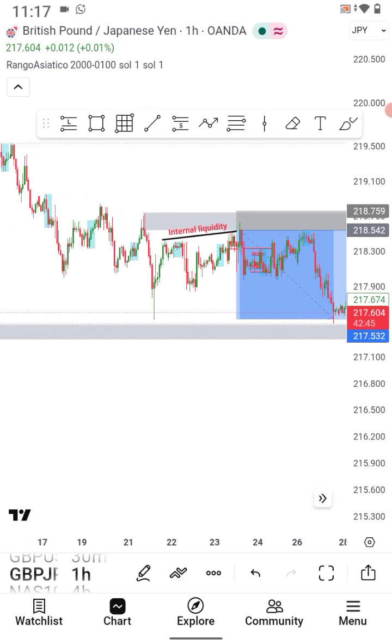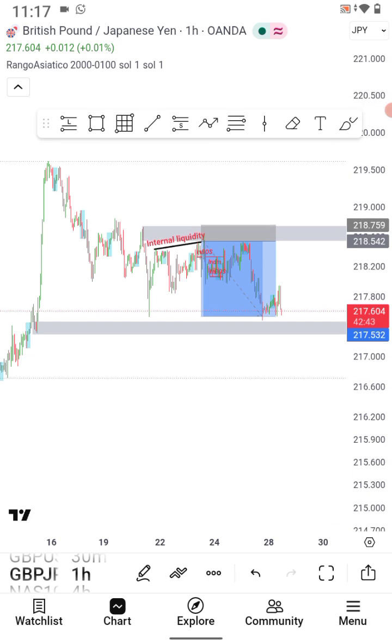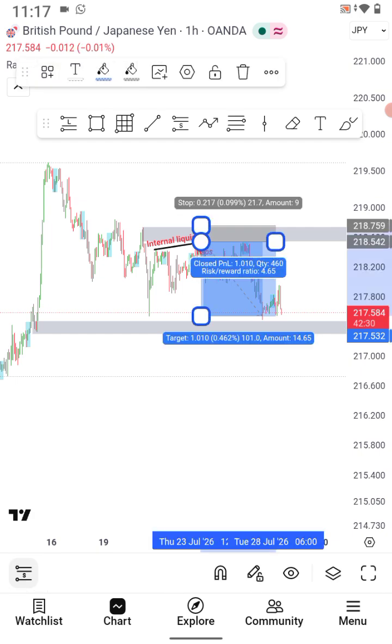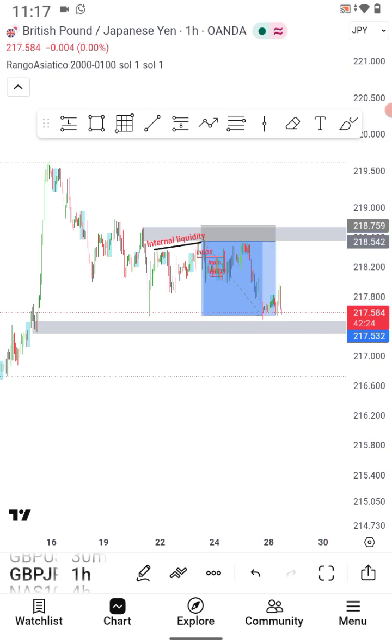So one thing with trading is that you have to be patient. If you understand market structure and liquidity, all you need is patience. Just be patient to allow your edge to play out. Are you seeing it now? So you can see it full TP hits, 4.65 R.